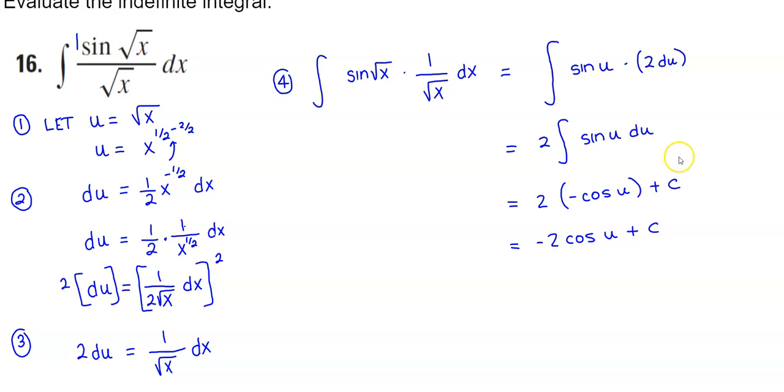And now, what did we call u at the beginning of the substitution? Well, u is equal to the square root of x. So therefore, the answer is going to be the following: negative 2 times the cosine of the square root of x plus c. And there is your result.